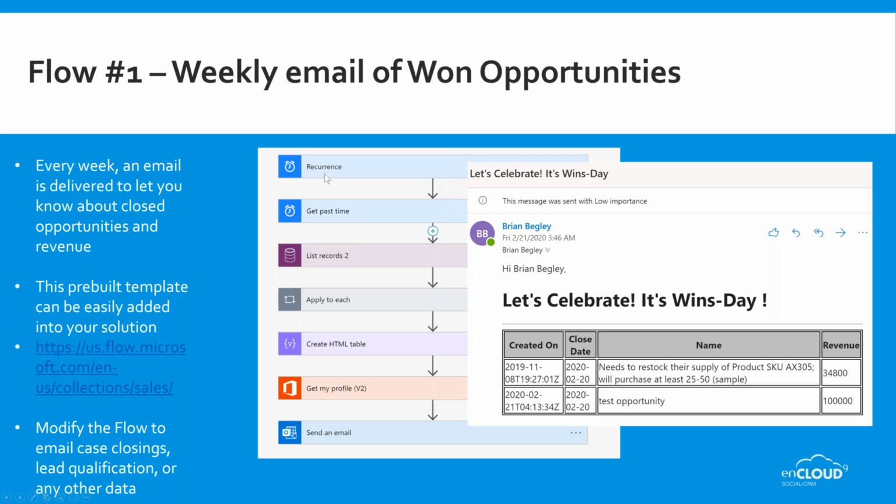It says every 7 days, get the last 7 days worth of opportunities, get a list of those opportunities that were won in Dynamics 365, and then create an HTML table. This is the table right here. So you're seeing it. We say add 4 columns: created on, close date, the name of the opportunity, and the revenue.